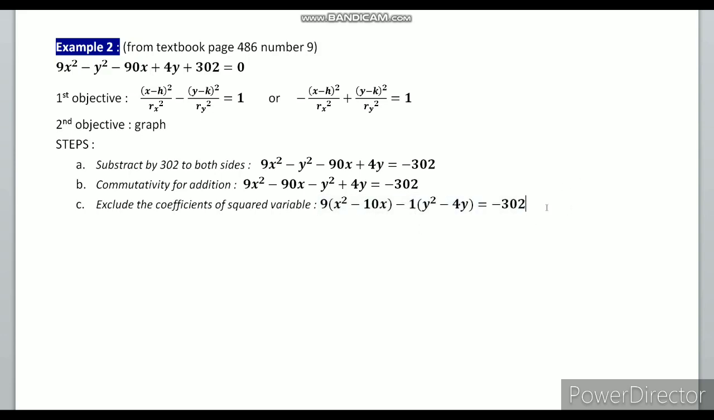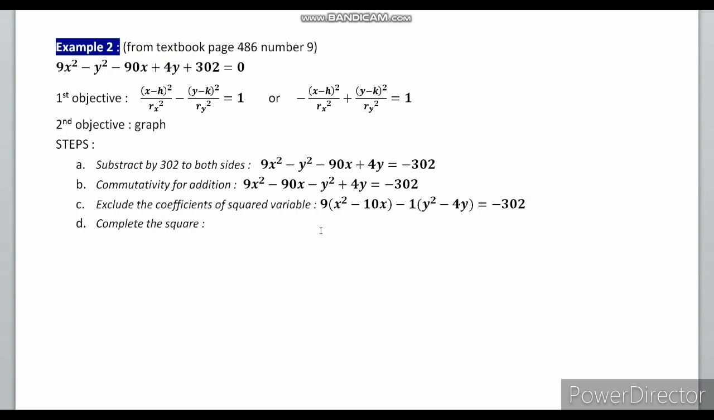You need to be careful with the sign. Since I need to exclude negative 1 from this, I need to divide 4y by negative 1, so the result is negative 4y. You change the sign. It's very tricky with the sign, and I need you to be careful with this. And then we complete the square inside the parentheses. So we have this and this. It means we need to add a number. We have to force it since we need to complete the square.